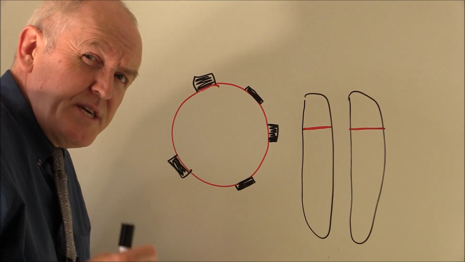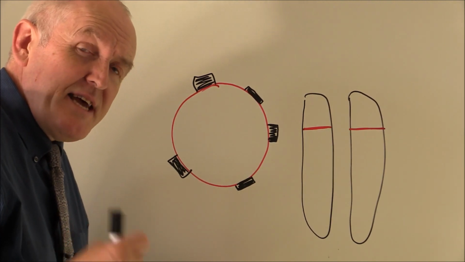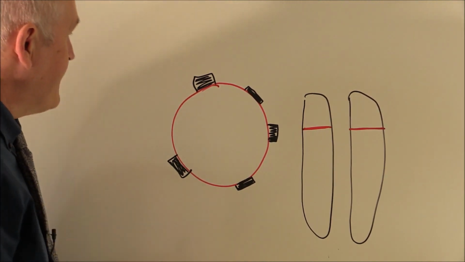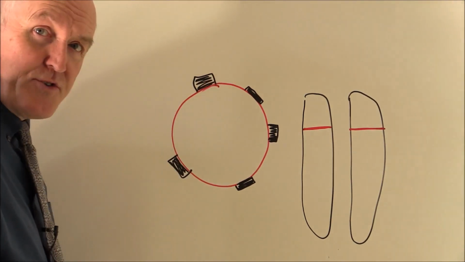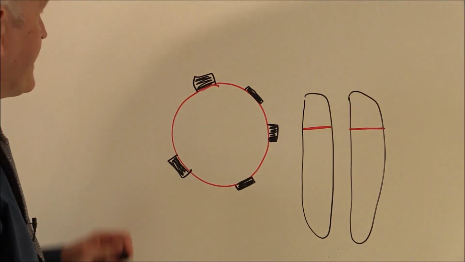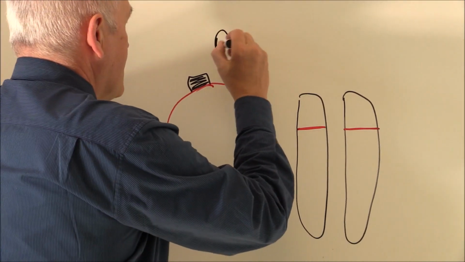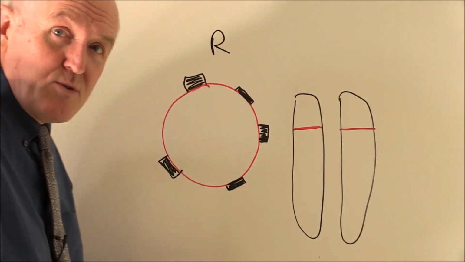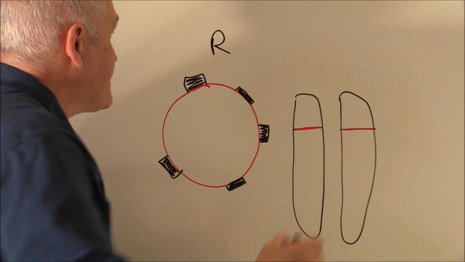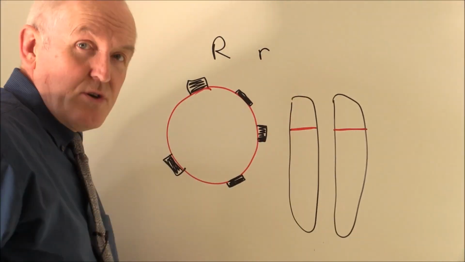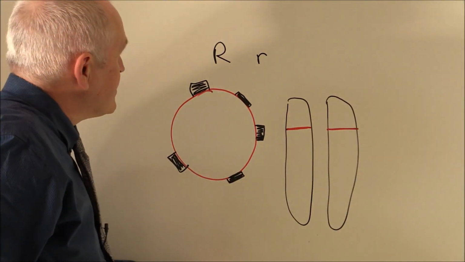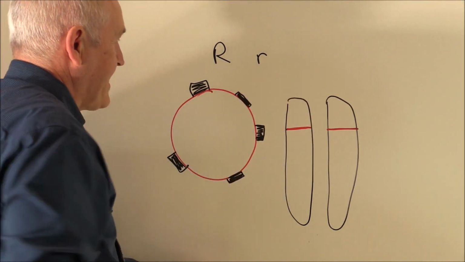Now, a dominant gene is one which will be expressed if present. And the rhesus factor is coded for by a dominant gene. So by convention, we denote dominant genes as a capital letter, and the recessive gene, which would result in no rhesus factor being present, we represent with a lowercase r.